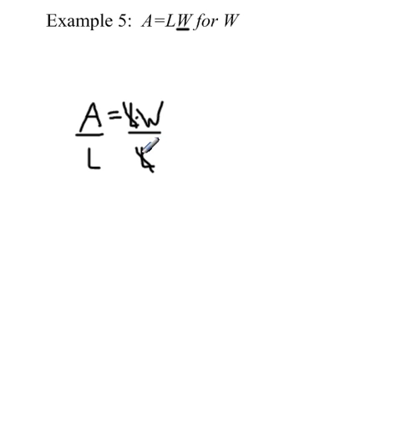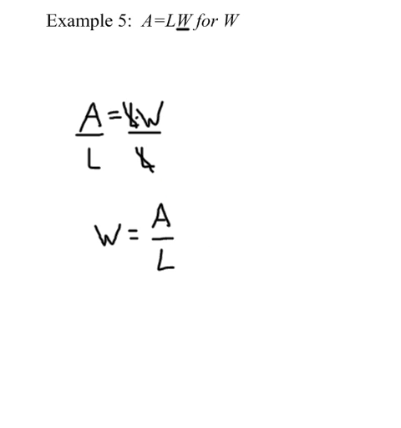L divided by L will be 1. So you're left with 1W. And that's actually your last step. You have W equals A over L. And you have solved area equals length times width for the width. So the width of a rectangle will be the area divided by the length.